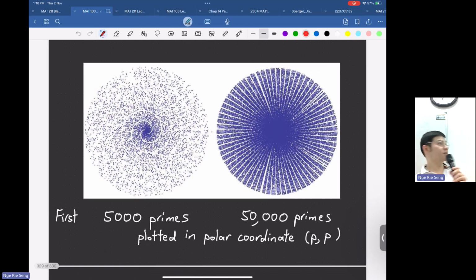So this is a graph for primes. If you consider the coordinates (p, p) and draw them in polar coordinates, you will get this for primes. People are interested in how primes are distributed: 2, 3, 5, 7, 11, 13, 17, 19. How are these numbers distributed? They try to figure it out using polar coordinates. This is just something for fun.